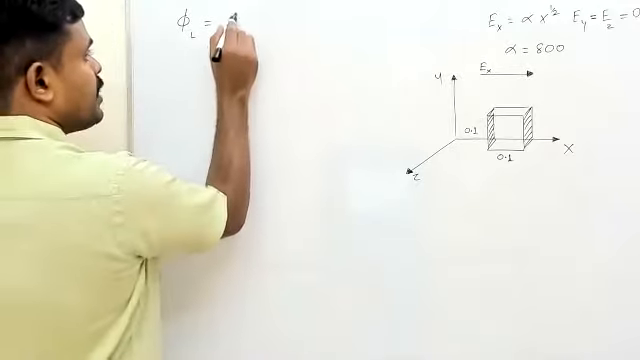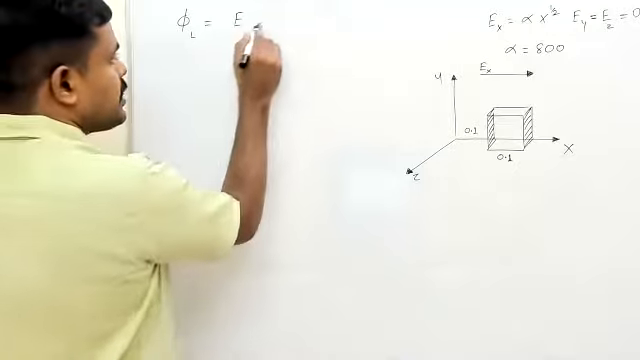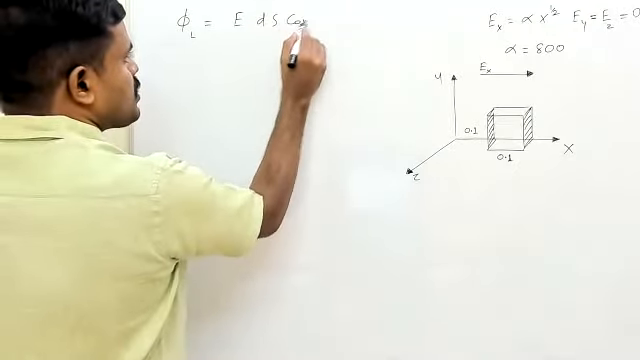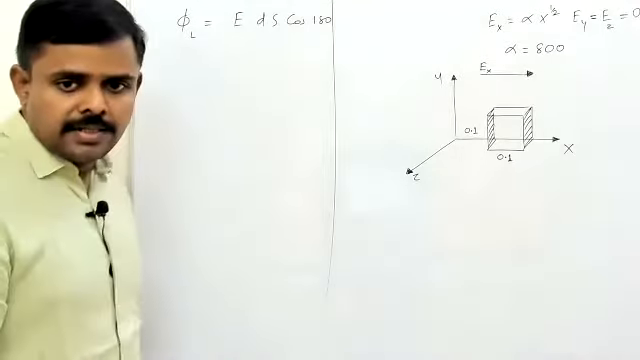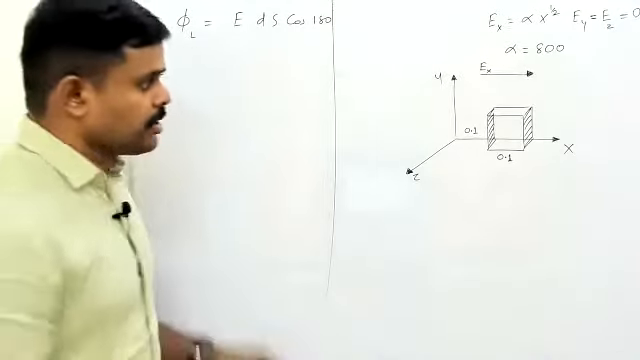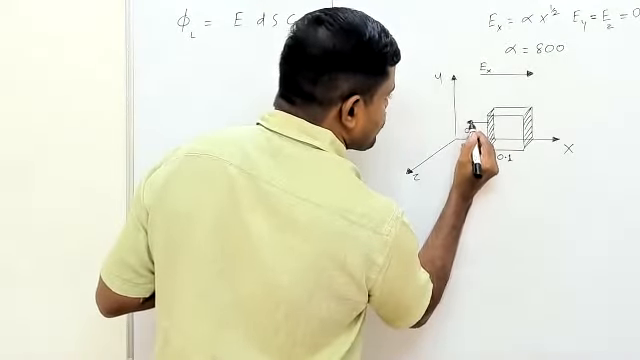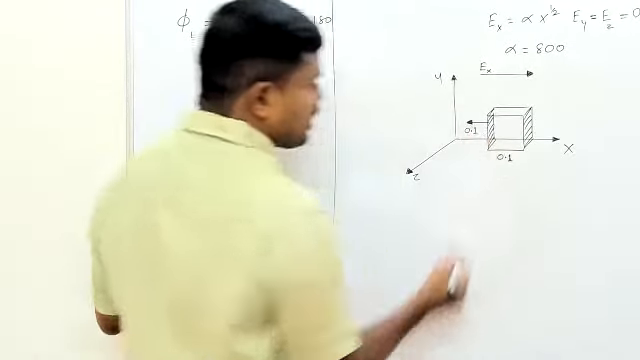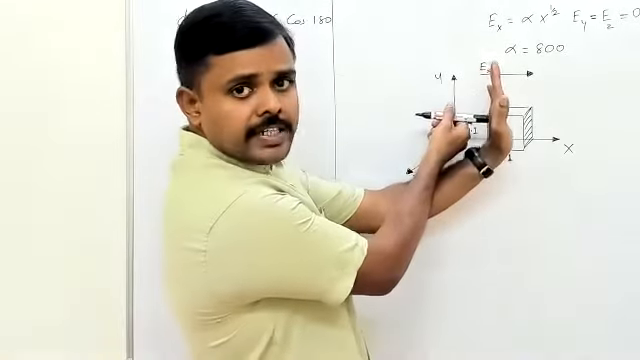What is the equation for flux? E dot ds, right? That is E ds cos 180 for the left surface. Why did I say 180 here? Because, as you can see, for the left surface, the area vector is to the left.